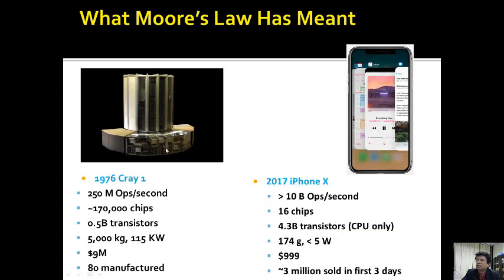So what does it mean? What has Moore's law meant? If you look at a Cray machine in 1976 with 250 million operations per second, 170,000 chips, half a billion transistors, and 500 kilograms of weight, and it cost around $9 million, and only 80 Cray machines were ever manufactured.